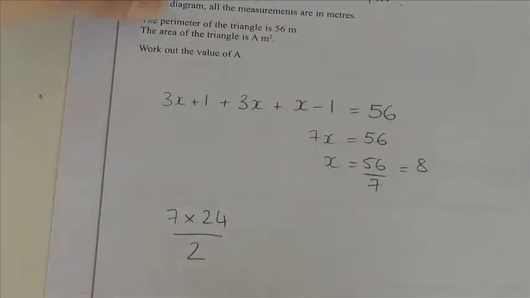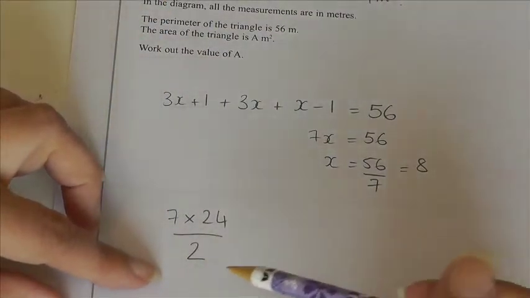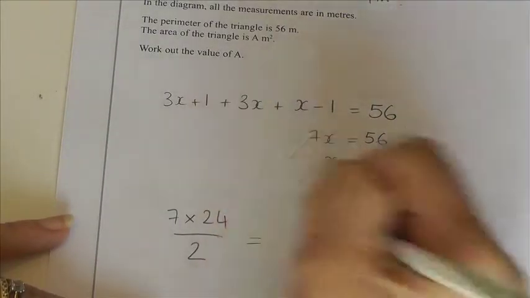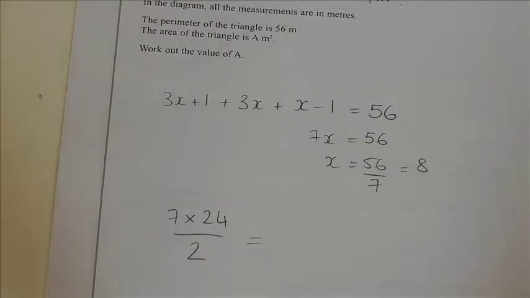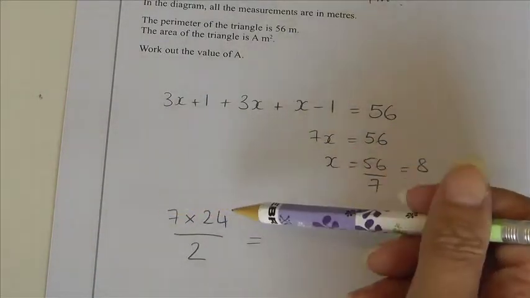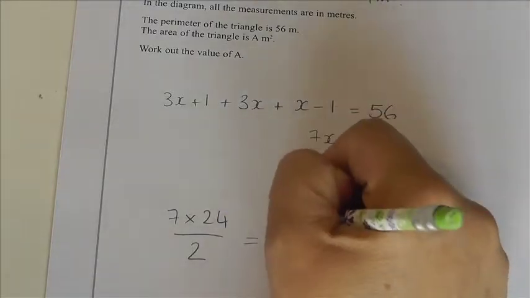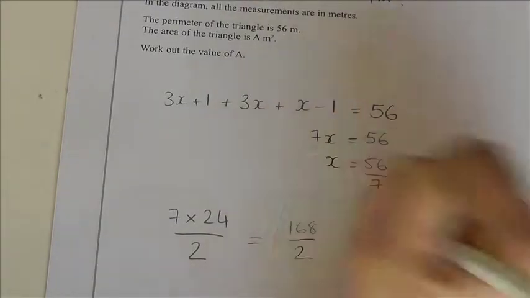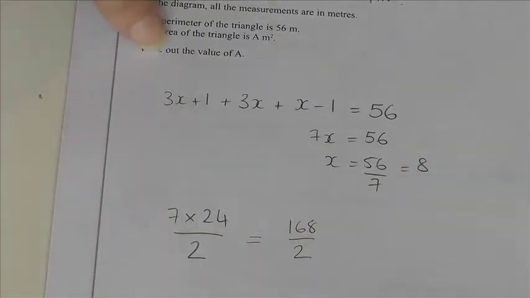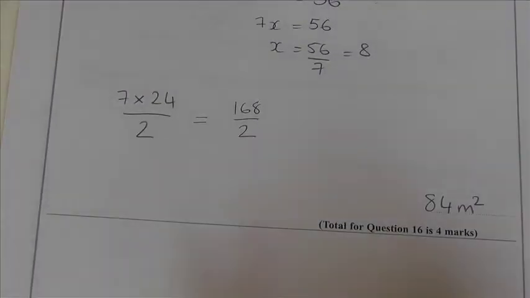Okay, if you want to, you could halve one of the numbers right at the beginning, so you could just do 7 times 12, but either way, and you might want to do a long multiplication, but 7 times 20 is 140, 7 times 4 is 28, so you've got 168 there, divided by 2, which is 84 metres squared.